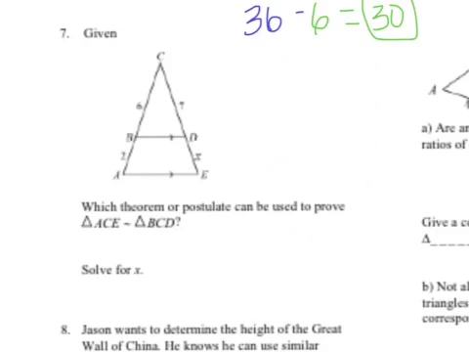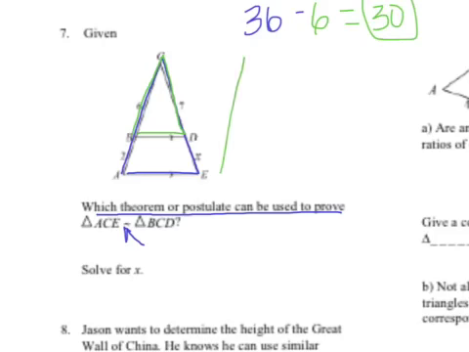Question number 7 says we're given this diagram. They want to know which theorem or postulate can be used to prove that triangle ACE, that's this big one, is similar to the little one BCD. And hopefully you can see that they look pretty similar. In fact, I'm going to separate them because I know I need it for the second part to solve for x.